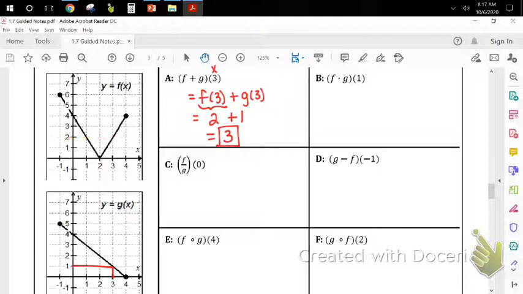Let me erase my markings. So for B, it says we're going to take f times g of 1. So we're going to go find f of 1, and we're going to multiply that times g of 1. So let's go to our f graph, and remember that's when x is 1, and go find what its y value is, and we find that it is 2. Times, go to your g graph when x is 1, and find its y value, which is 3. And then multiply your numbers. 2 times 3 is 6.